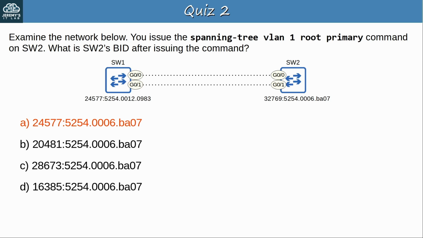Most likely, many of you selected B, thinking that because switch 1's priority is already 24577, this command will lower switch 2's priority to 4096 below that. However, that is not the case.